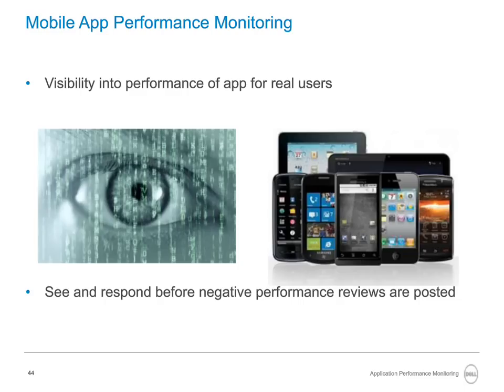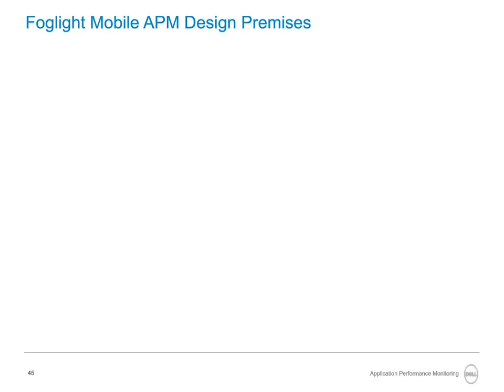So Foglight has been doing monitoring for a long time, and we just announced at Velocity New York a mobile APM solution to attack this problem directly. I'm going to spend the rest of the time talking about how we approach this problem so you can see how that works. Before I dive into the details and look at specifics on the product, I wanted to back up just a little bit and talk about what our design premises were.